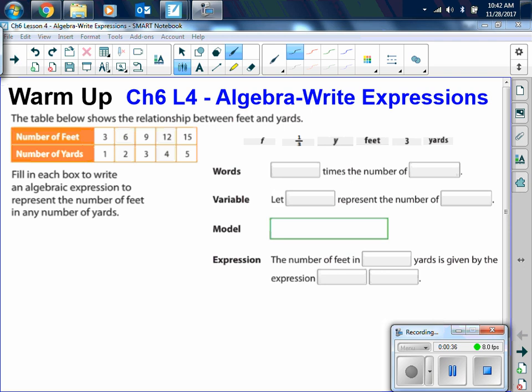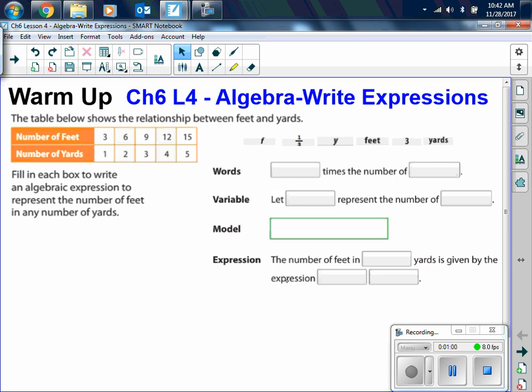So look at the table, and how do I get the number of feet from the number of yards? What am I going to do there? How do I get from yards to feet? We're going to multiply times 3, right? So here, we're going to take the number of yards and we're going to multiply it times 3. So here it's going to be 3 times the number of yards.